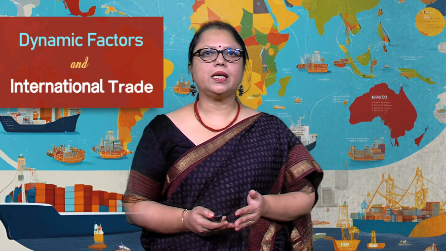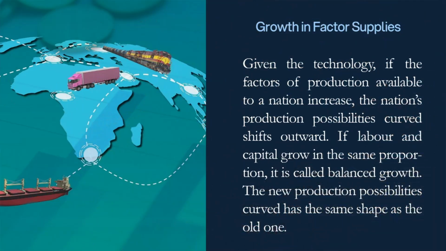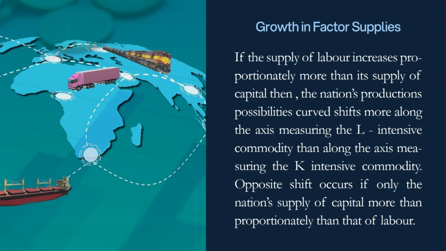Now let us discuss what growth in factor supplies is. If a country gets more labor or more capital, it can produce more and trade more. So given the technology, if the factors of production available to a nation increase, the nation's production possibility curve shifts upward. If labor and capital grow in the same proportion, it is called balanced growth. So the new production possibility curve has the same shape as the old one.